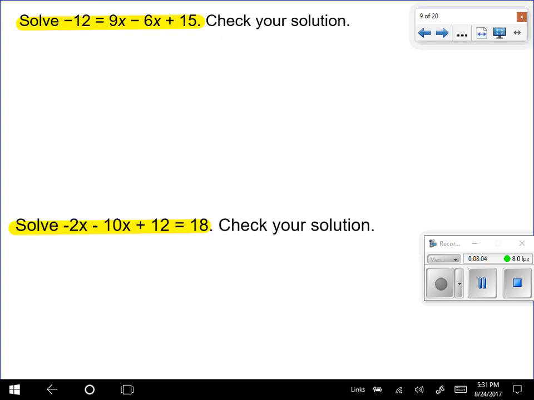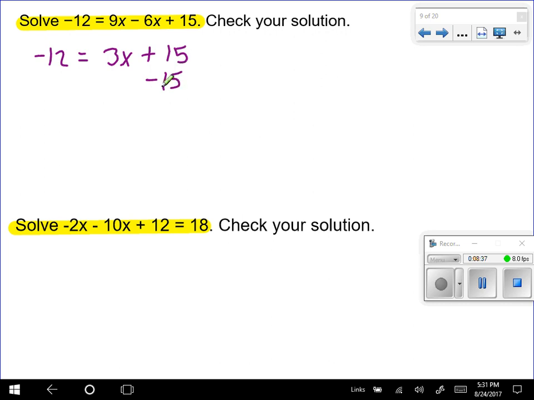Okay, so now we get to the point where we're going to be combining some like terms. We have to make sure each side is simplified before we can go ahead and solve. So, negative 12 is all good, but on the right hand side here, I have 9x minus 6x plus 15. I can combine some like terms because 9x and 6x have the same variable and are raised to the same power. So 9x minus 6x is just 3x. And then I can bring down that 15. Now I'm simplified and I'm able to solve.